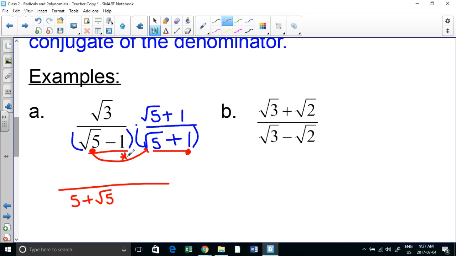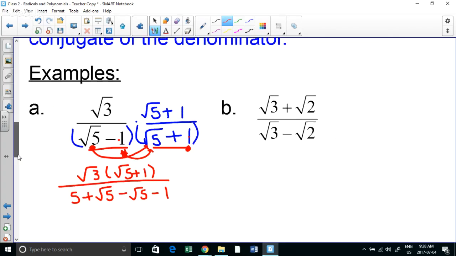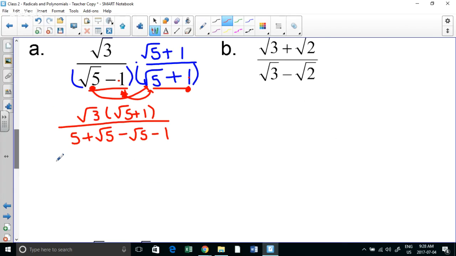Then we do the same thing with the second term. We have this multiplying this, minus root of 5, times negative 1, which gives us just a negative 1 here. And we have this root of 3 times the root of 5 plus 1. What ends up happening here? We do see roots still in the denominator.